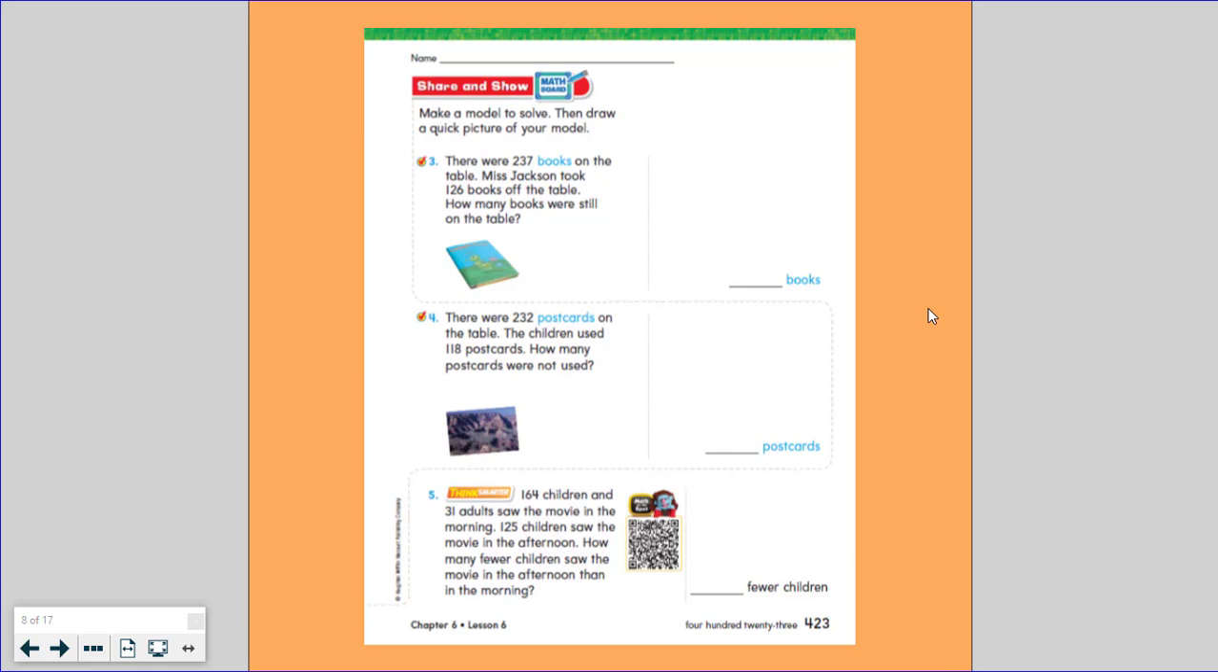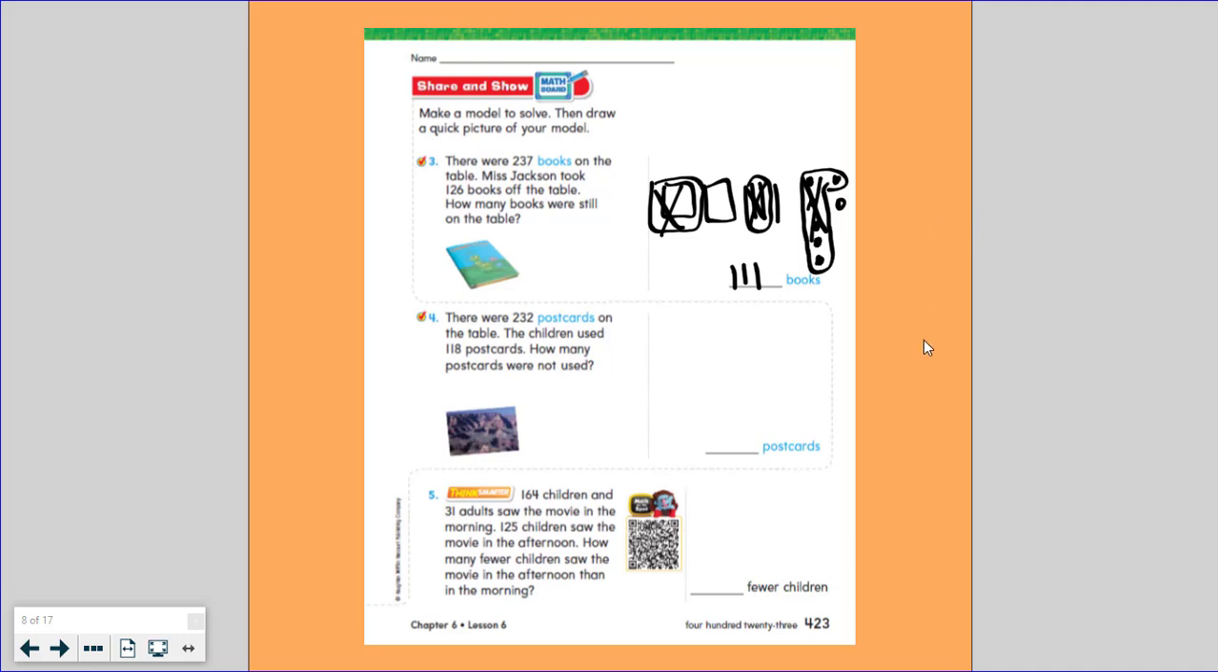Alright, so first you need your quick picture. I'm going to show you what I got for my quick picture and see if it matches yours. So there's my quick picture, and then I'm supposed to take away 126. Okay, and what do I have left? 111. So 111 books were still on the table.